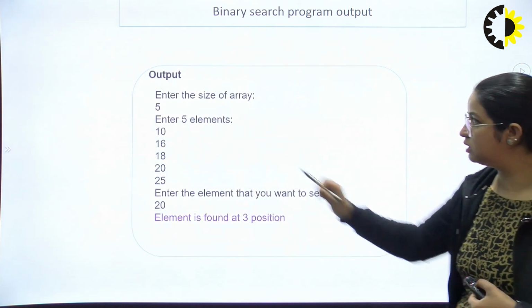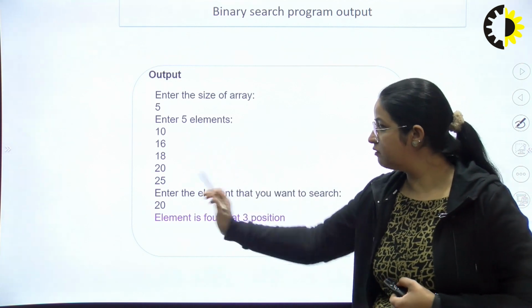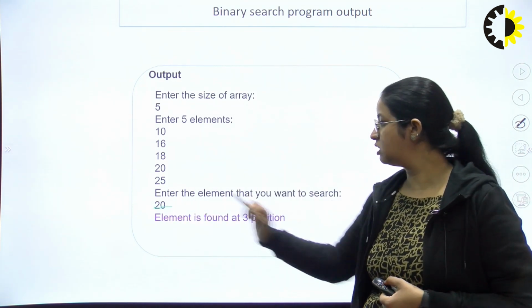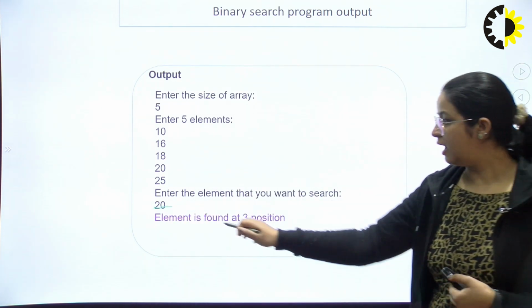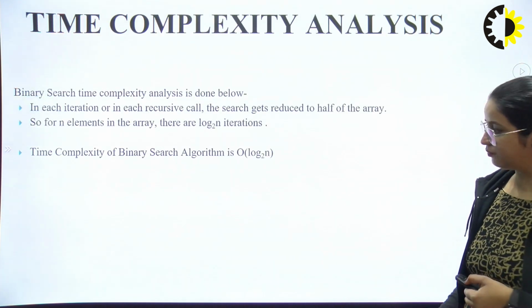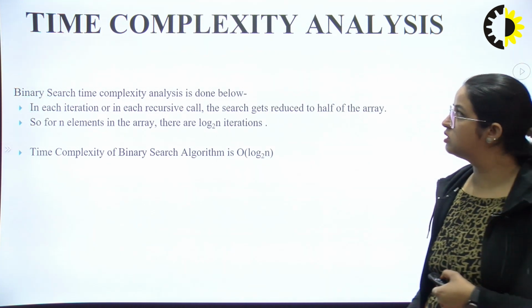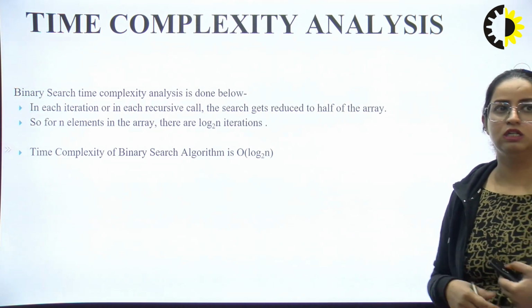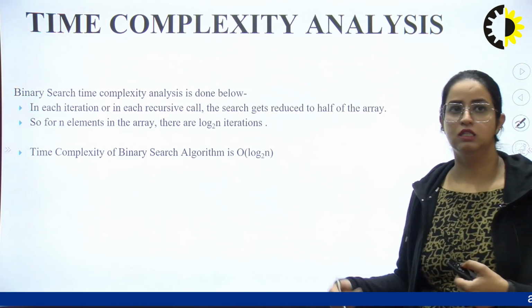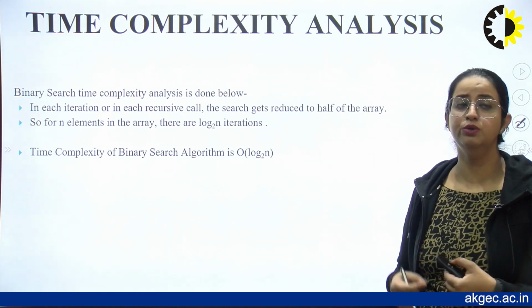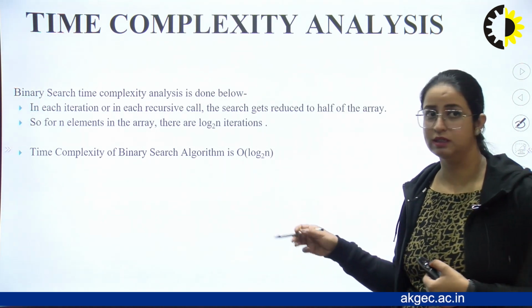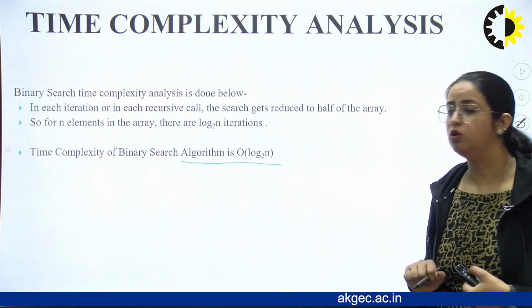So this is the example of binary search. Suppose this is the output: entering size 5, and these are the 5 elements. You want to search the element 20, then at position 3 you get the element. So this is the time complexity, as I have already discussed, that it reduces the time complexity, and the time complexity of binary search is O(log2 n).